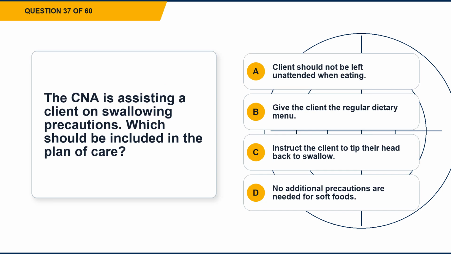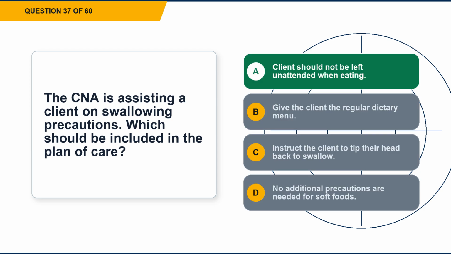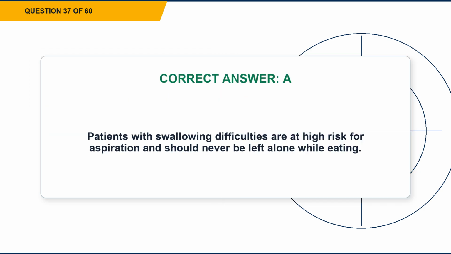Question 37. The CNA is assisting a client on swallowing precautions. Which should be included in the plan of care? Option A, client should not be left unattended when eating. Option B, give the client the regular dietary menu. Option C, instruct the client to tip their head back to swallow. Option D, no additional precautions are needed for soft foods. The correct answer is option A, client should not be left unattended when eating. Explanation. Patients with swallowing difficulties are at high risk for aspiration and should never be left alone while eating.